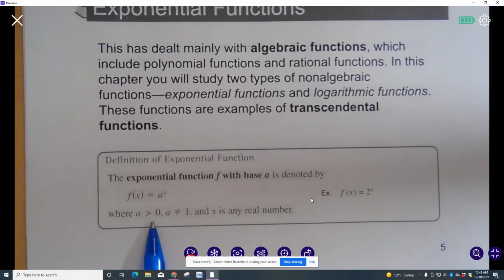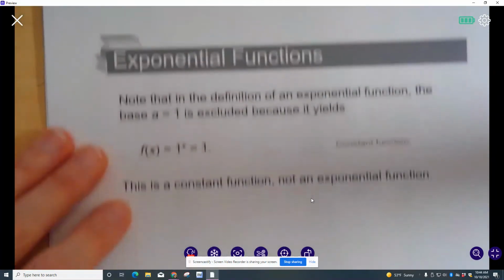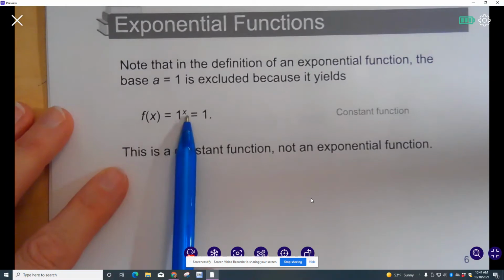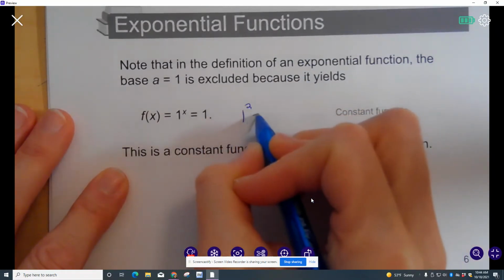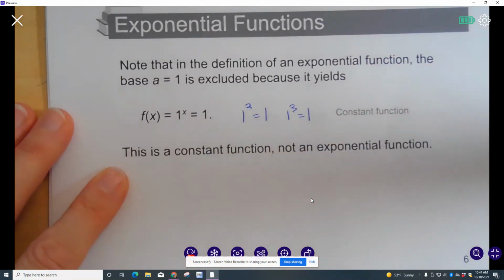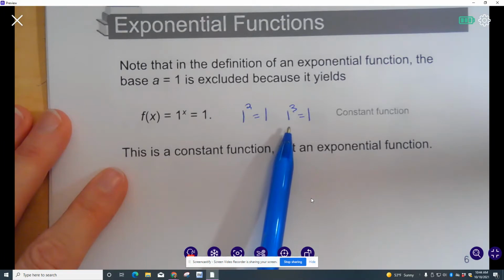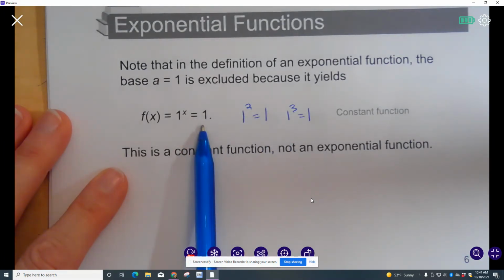So this says a must be greater than 0, so that means this base must be positive, and it cannot equal 1. And x can be any number. The reason it can't equal 1 is because if you think about it, 1 to the anything, 1 to the 2 is 1. 1 to the 3 is 1. 1 to the 4 is 1. So that's just the constant function f of x equals 1 or y equals 1. So that's not really an exponential.